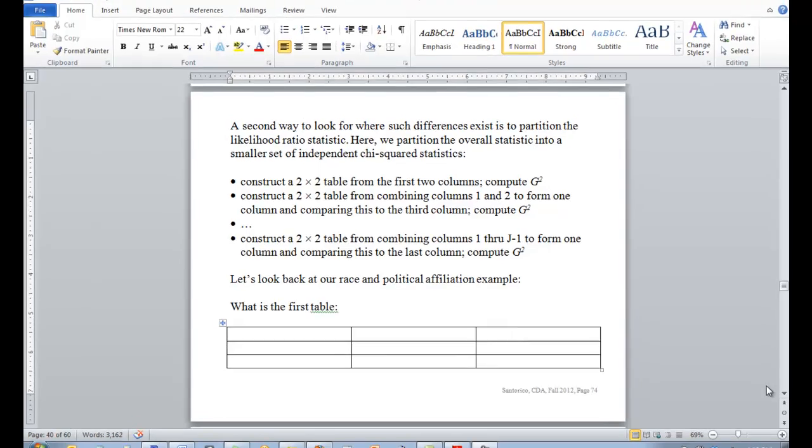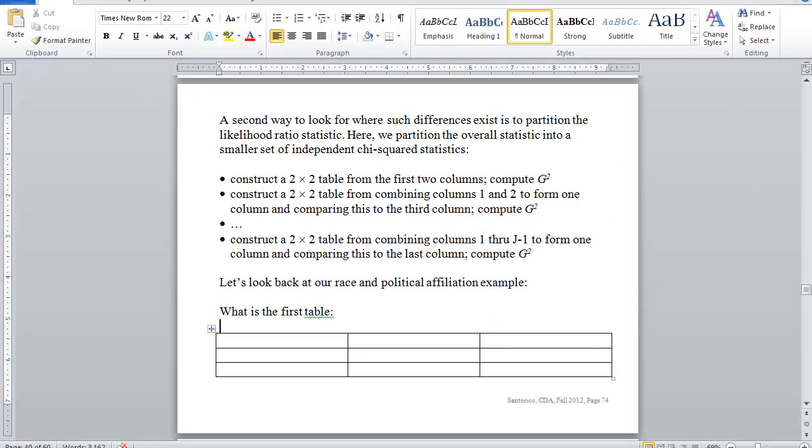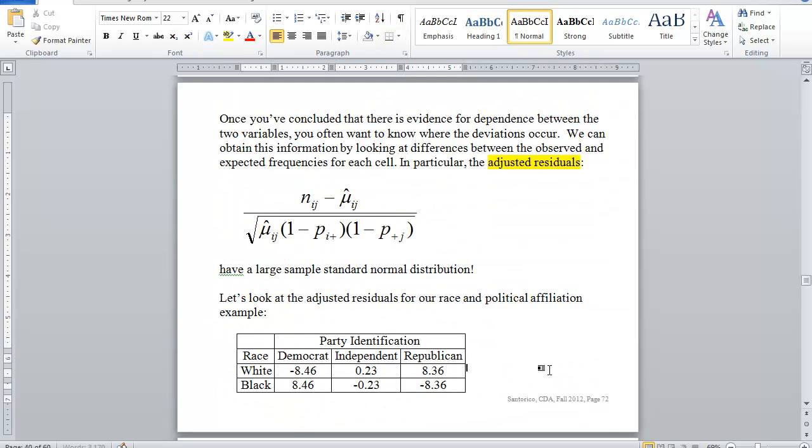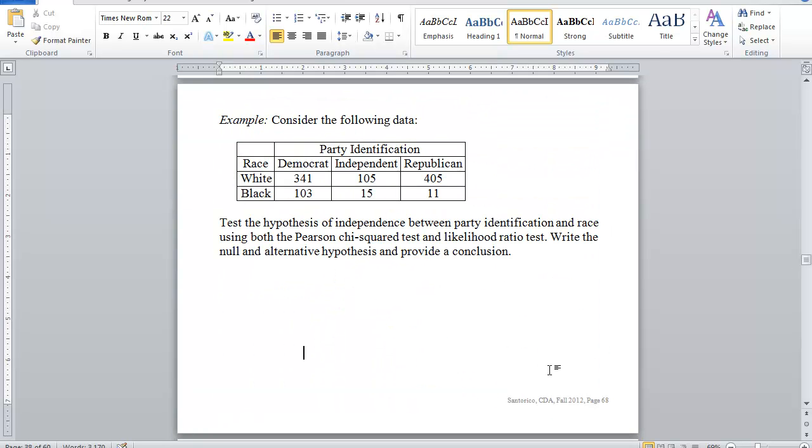So for us, we have our political example. If I'm going to take just our first two columns, that was the Democrats and the Independents, and then I have the same rows, white voters versus black voters. The first step is just to take your first two columns. So the first counts for those two columns are 341, 103, 105, and 15. That's literally pulled directly from your table. If you look back, all I did was pull these two out.